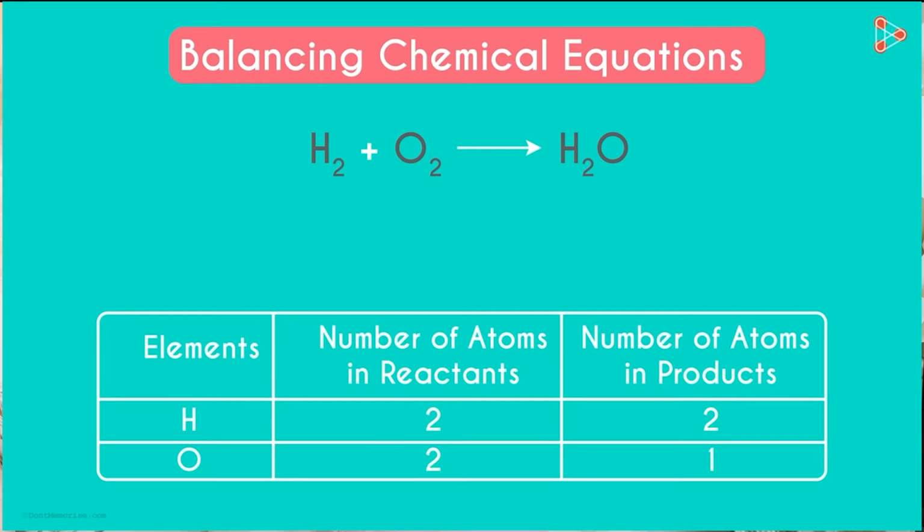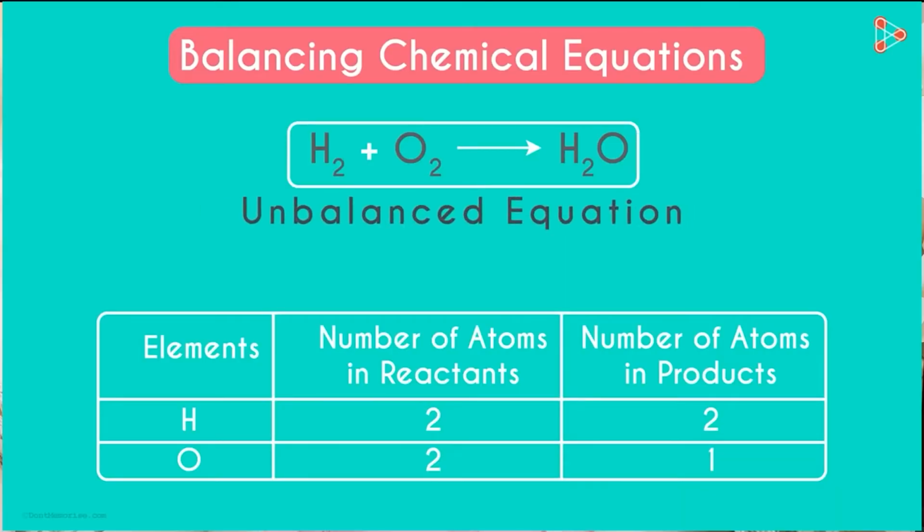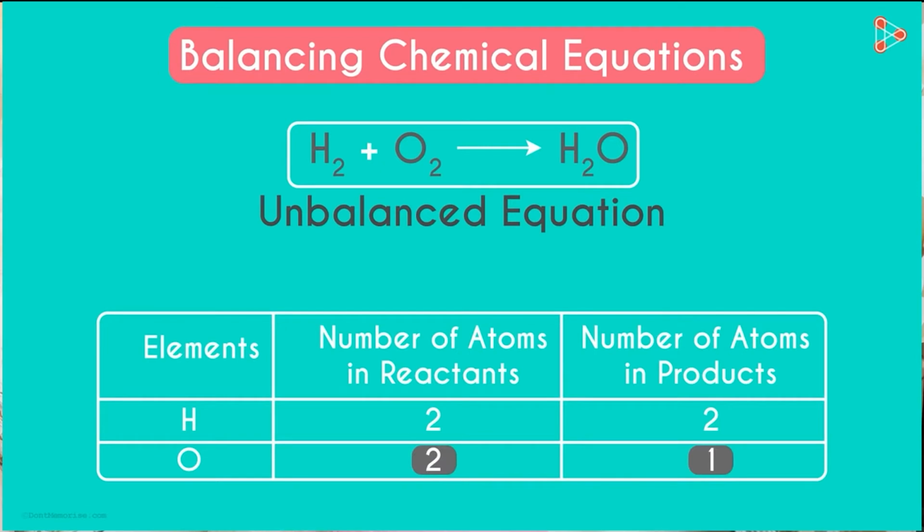After writing, what can you see? You can see that on the LHS there are 2 hydrogen and 2 oxygen atoms, but on the RHS hydrogen is 2 and the oxygen atom is 1 only. This shows that this equation is not balanced and we need to balance it.